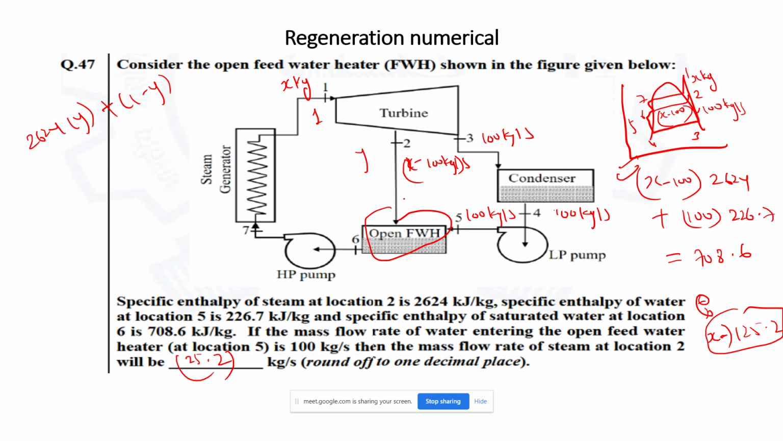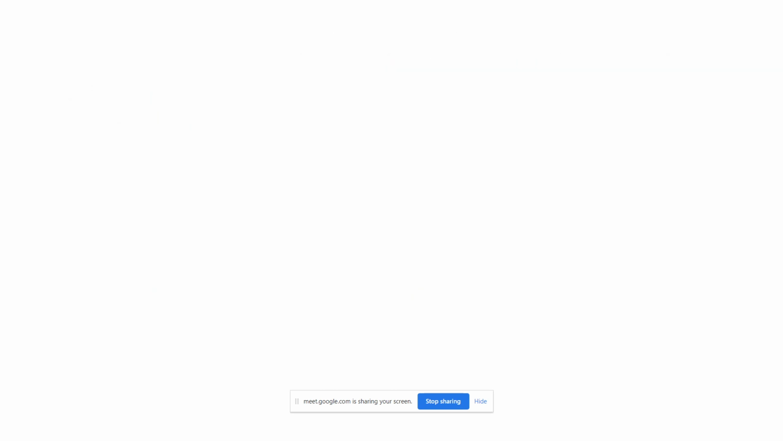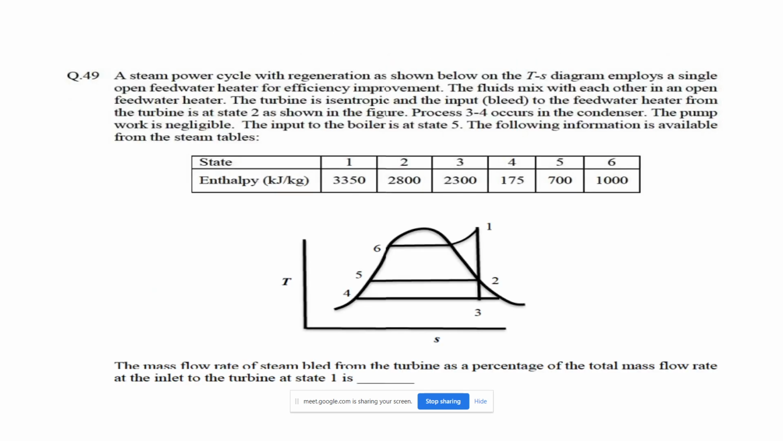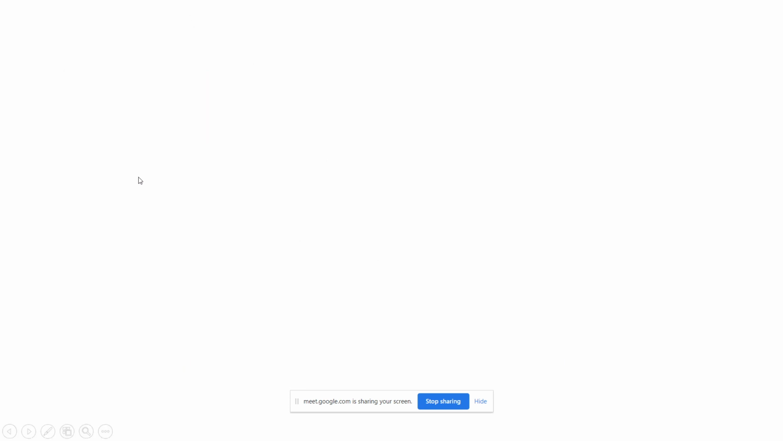Okay. I'm using this one. I'm considering x kg is entering, out of which 100 kg is going to the condenser, and x minus 100 kg is extracted at intermediate stage. So both of those methods are right. Try to solve this question now. Has everyone got the answer? Wait, I'll do that first. Otherwise, some of you have not got the answer.